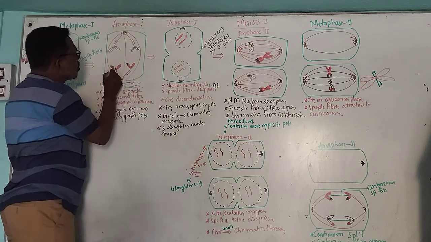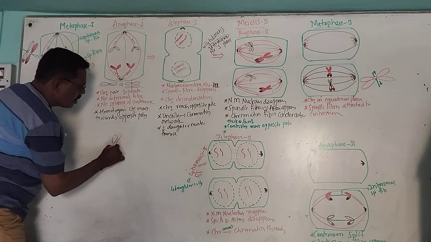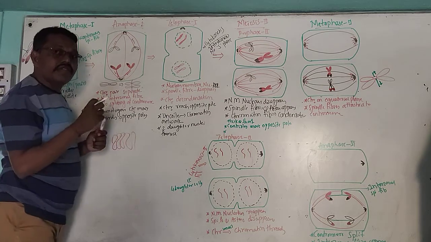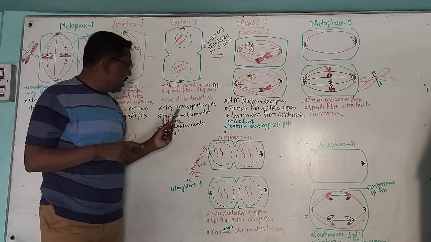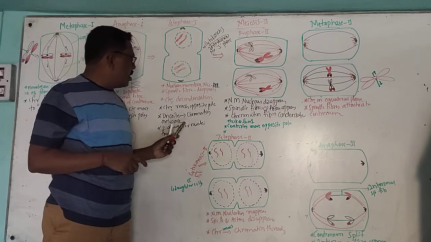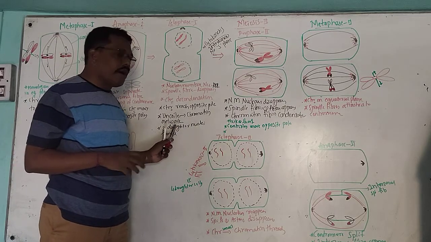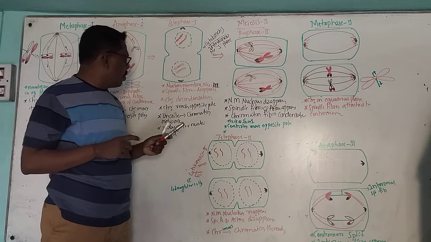Here you will see the chromosomes. What will they become? Decondensation. They will become thread-like structures in telophase first. Then, with uncoiling of the chromosomes, they will form what? A chromatin network in telophase.